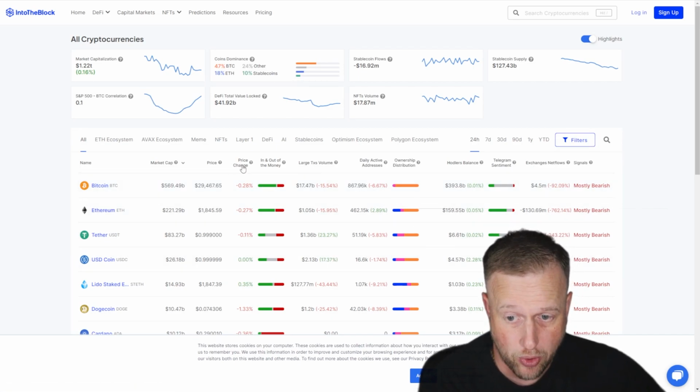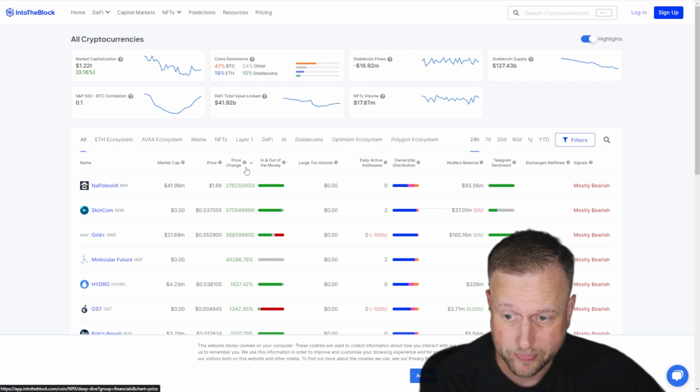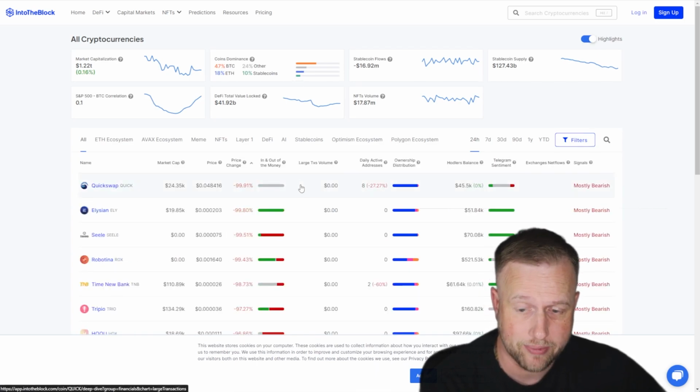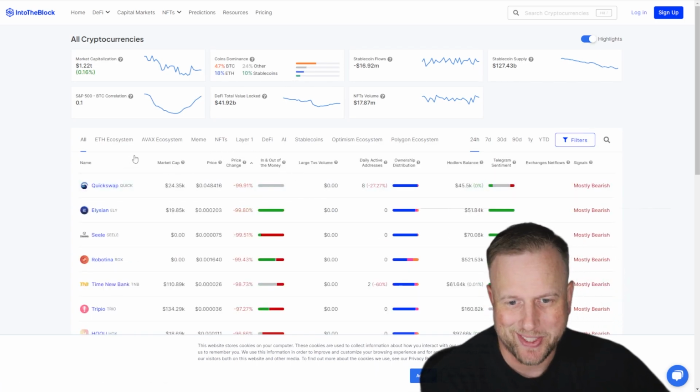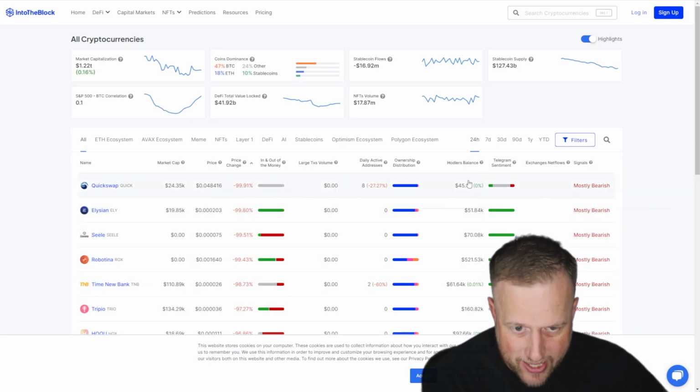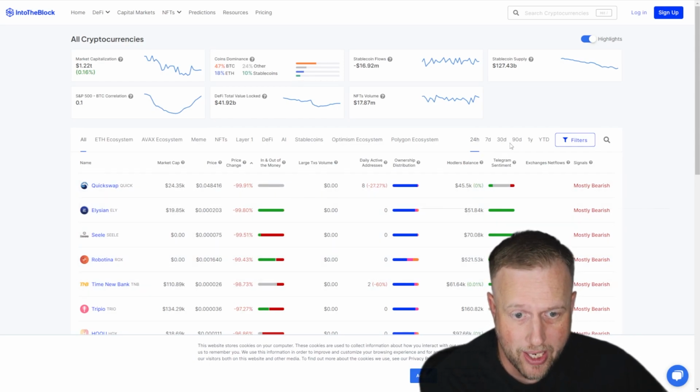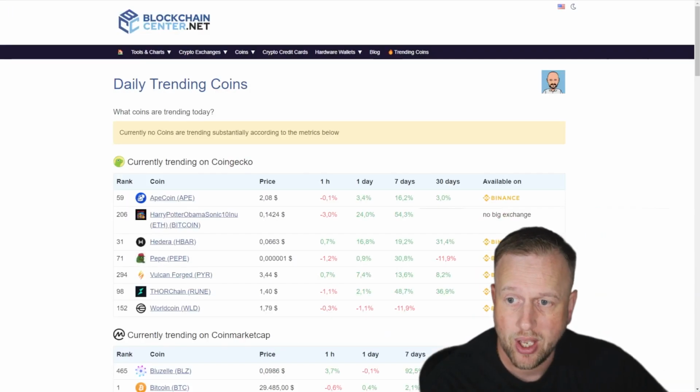You can, again, sort by price change. Boom. This one has all the coins on there. You know, it gets a little dicey when you do that, but you can do it by 24 hours, 7-day, 30-day, 90-day, 1-day, year to date. You got to start playing around with this stuff.